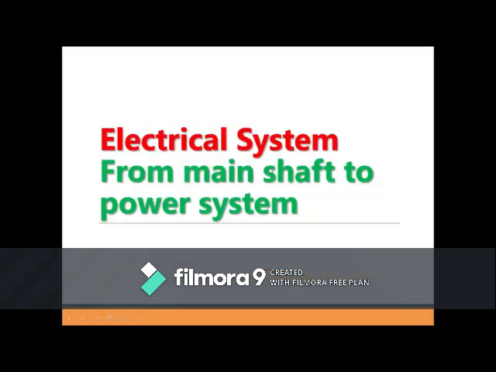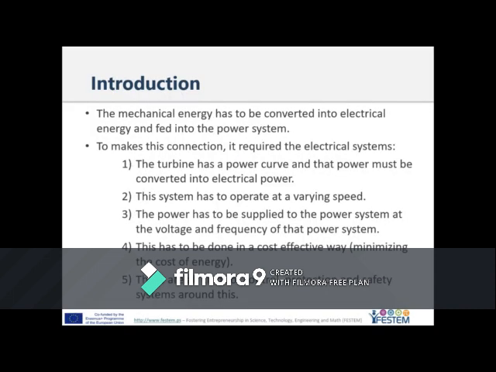Electrical system from main shaft to the power system. The mechanical energy has to be converted into electrical energy and fed into the power system. Usually wind turbines produce mechanical energy. This mechanical energy has to be converted to electrical energy, and through some transformation or conversion it will be fed into the power system, what we call the grid. To make this connection the electrical system is required.